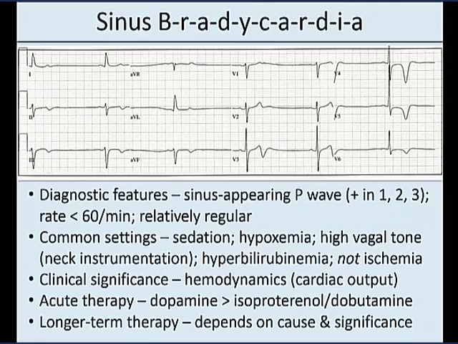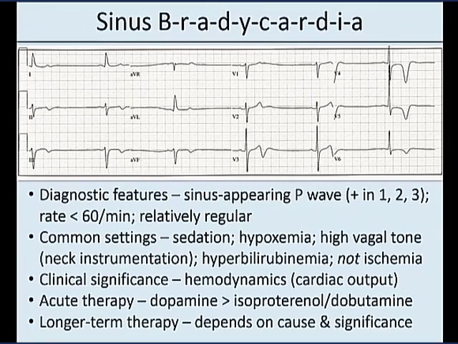Now, this is sinus bradycardia. I think we can all appreciate that it is slow, and it is characterized by sinus-looking P waves, positive in leads 1, 2, and 3, and the rate is less than 60, and it's pretty regular. There can be some phasic respiratory variation.